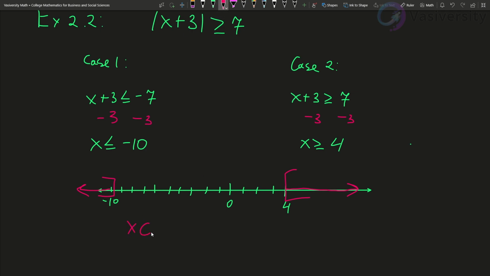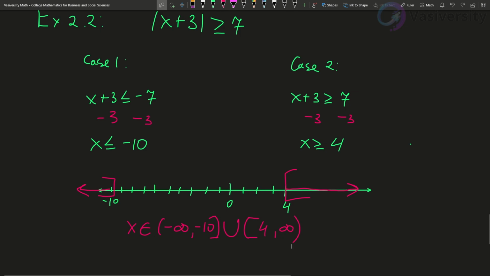So we'll say that x belongs to the set from negative infinity to negative 10, and then we're going to union it. So we're going to put a U, right, which is a union. We covered that in a few lessons back, and that's going to be from, since it's included, 4 to positive infinity. Perfect. And that would give us the solution to this example.